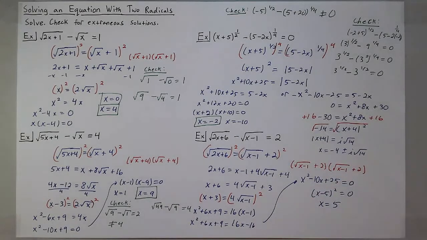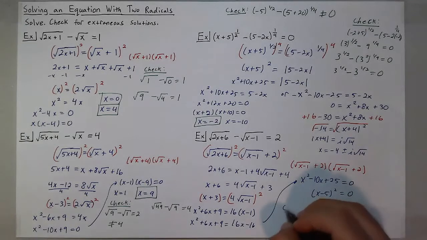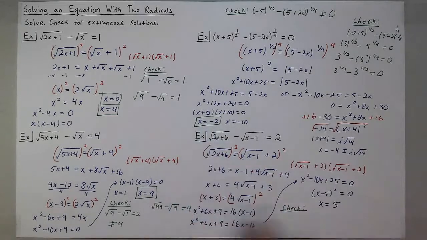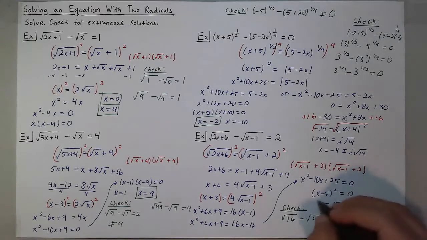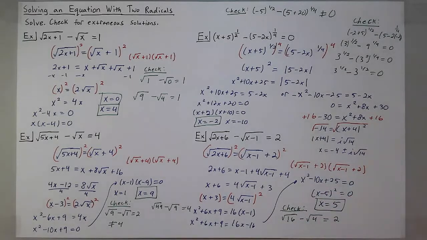So we only get one solution this time, but we need to make sure it works. So let's check it. Checking the solution, I'll have the square root of 2 times 5 plus 6, which is square root of 16, minus the square root of 5 minus 1, which is 4. So 4 minus 2, when I take the square roots, is 2. So that does work as a solution. And that is how you solve an equation with two radicals.